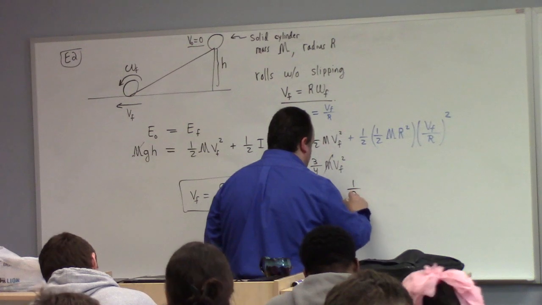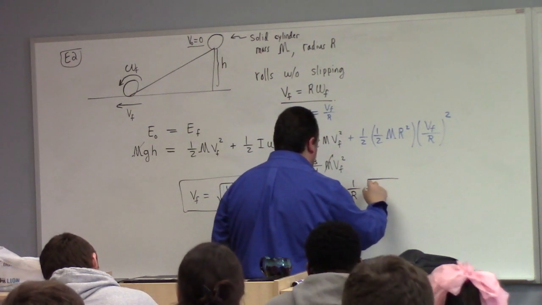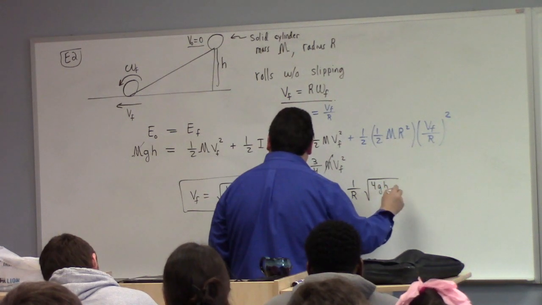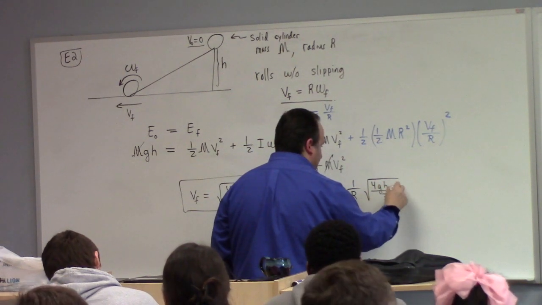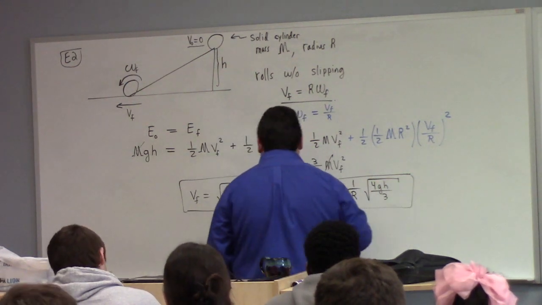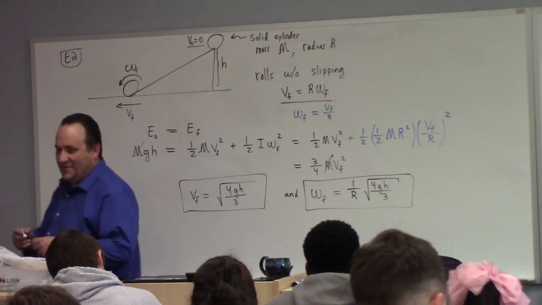So 1 over R times the square root of, oh, don't tell Dr. Sprano I didn't take the 4 outside of the square root. I'm sick. Okay, anyway. Your lips are sealed. All right, very good. You're going to tell him for sure.